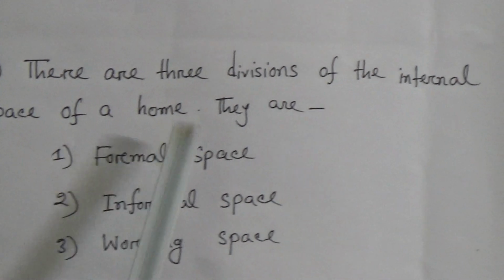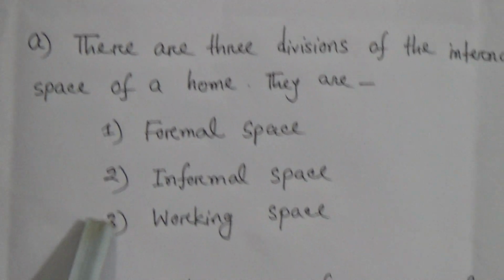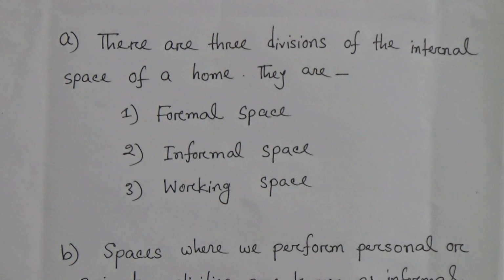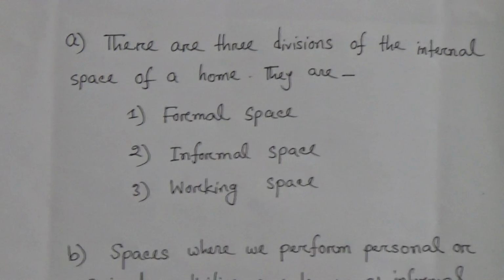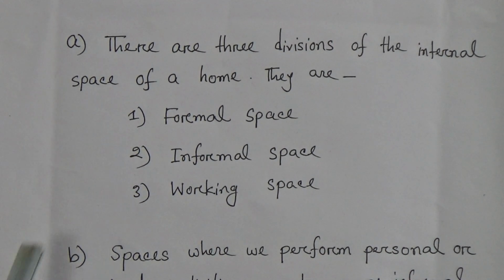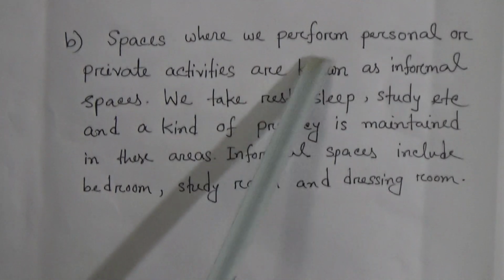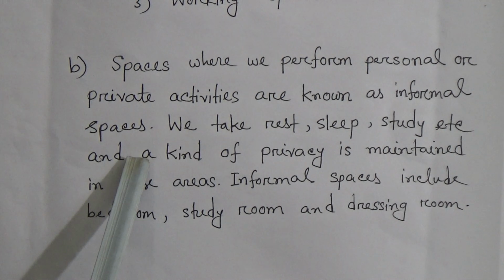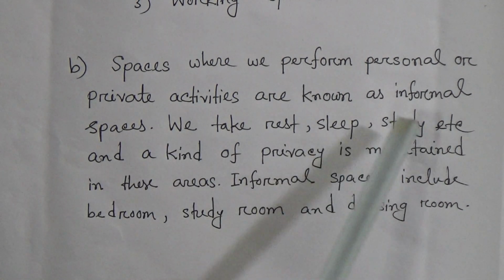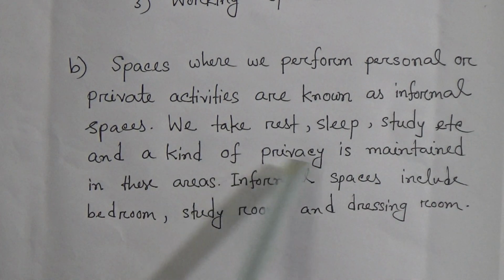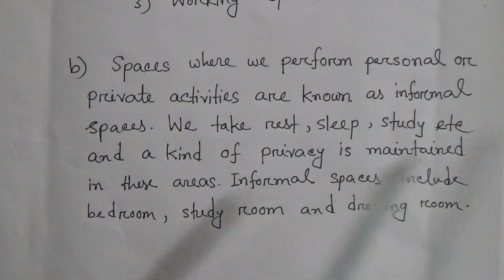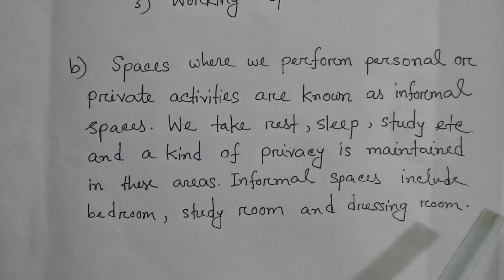Answer, there are 3 divisions of the internal space of a home. They are number 1 formal space, number 2 informal space, and number 3 working space. And number B, what do you mean by informal space? Spaces where we perform personal or private activities are known as informal spaces. We take rest, sleep, study, etc., and a kind of privacy is maintained in these areas. Informal spaces include bedroom, study room and dressing room.